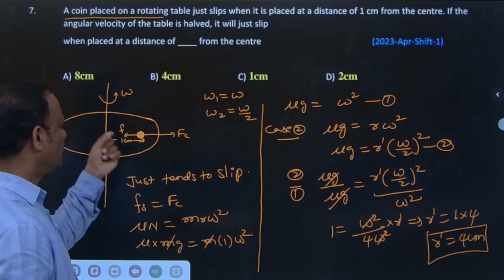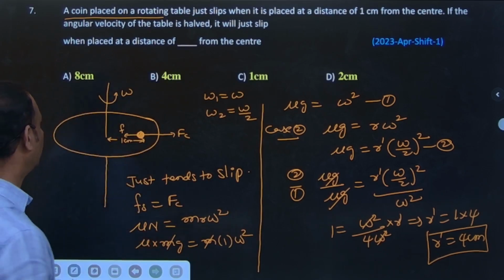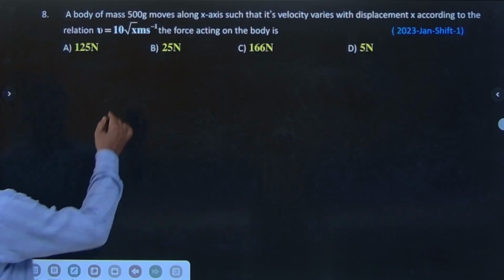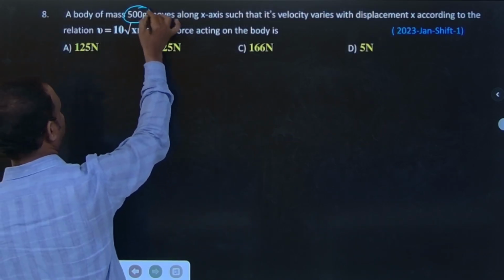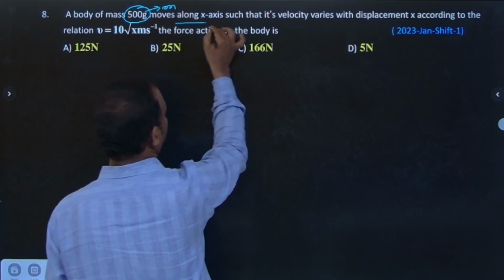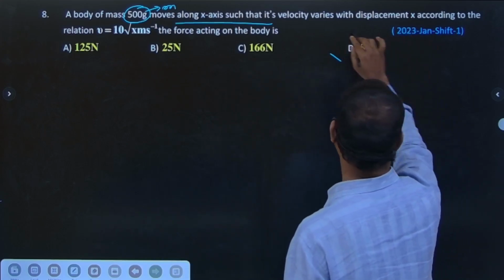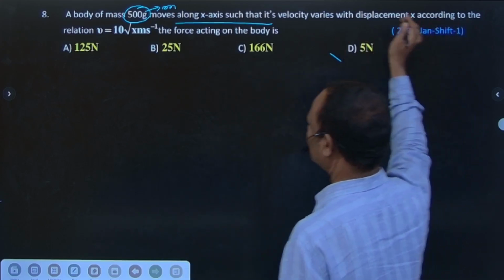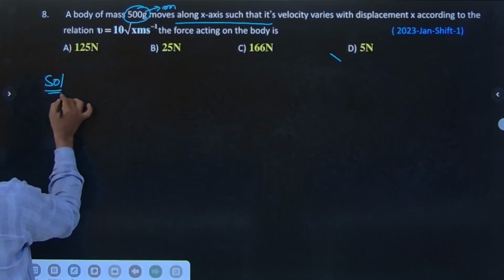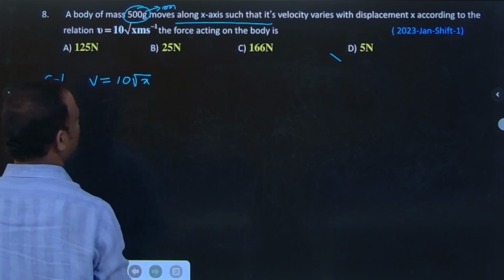So it just tends to move when the angular velocity is halved. So the answer is B. A body of mass 500 gram, the mass of the body is given as m, moves along the x-axis. Its velocity varies with displacement as given here: v is equal to 10 root x meter per second.